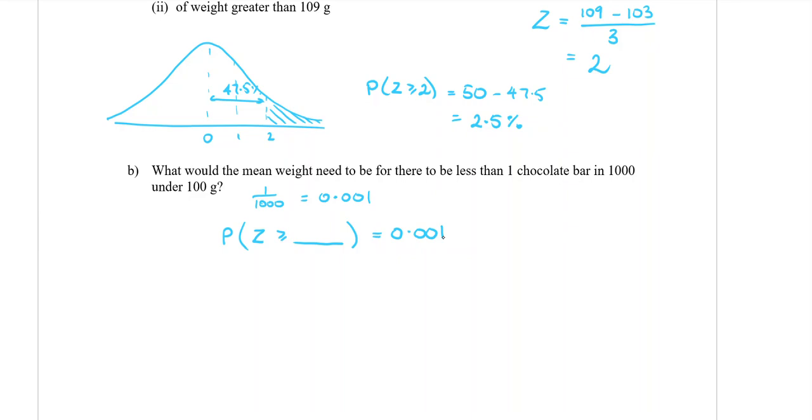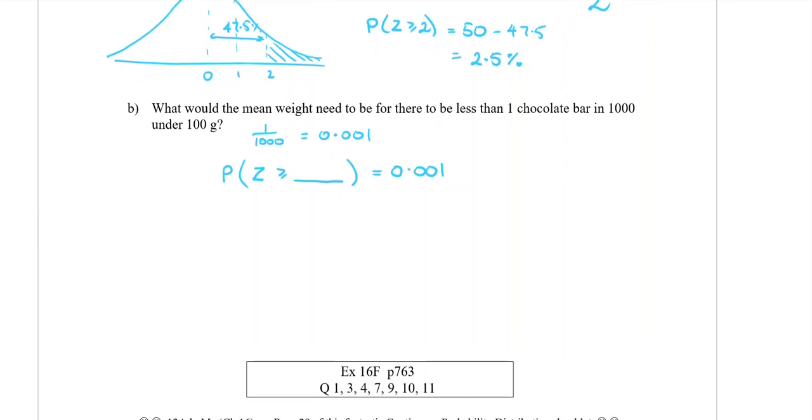It says greater than, which means that is the, what would the mean need to be less than? Oh, maybe I put that sign around the wrong way. I might need a less than sign there. So it would be the smaller than portion. The smaller than portion.